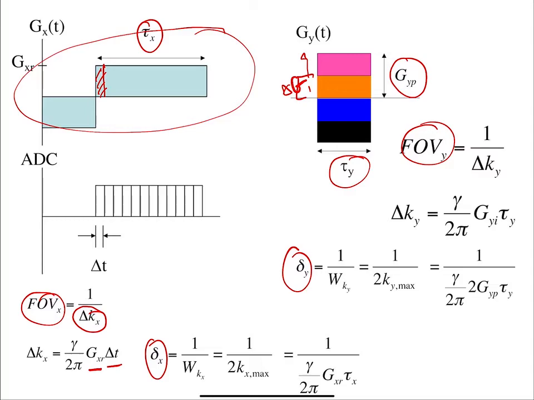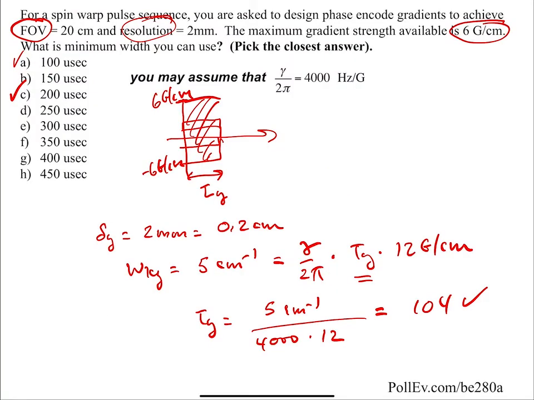So if we go back to the problem. Oh, I see. This is the phase encode gradient. Yeah, phase encode gradient. That's right. Yeah, for Y, for a spin warp, it's the phase encode gradient. For X, it's the readout, just by convention. Gotcha. Okay, good.